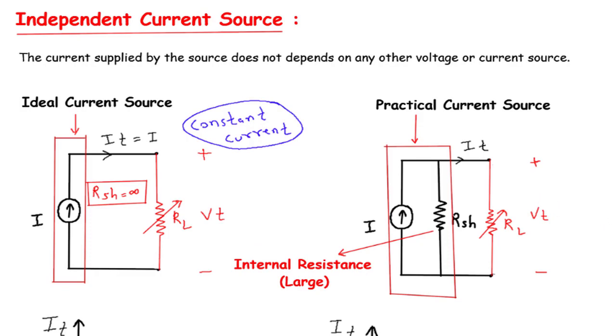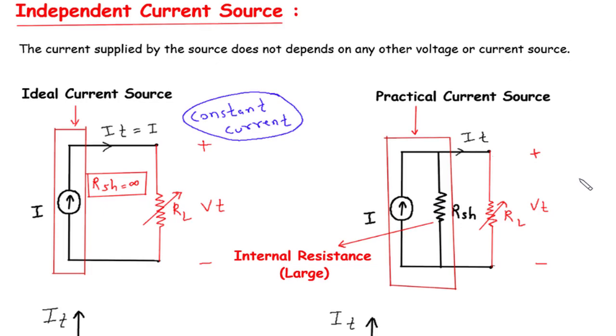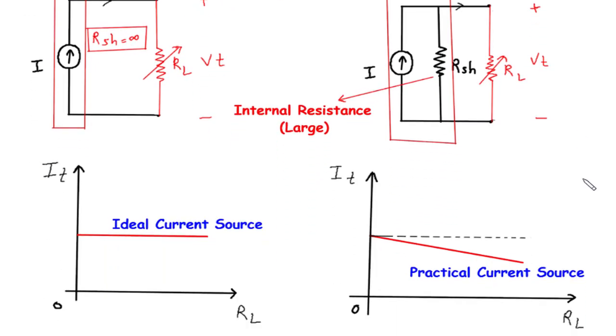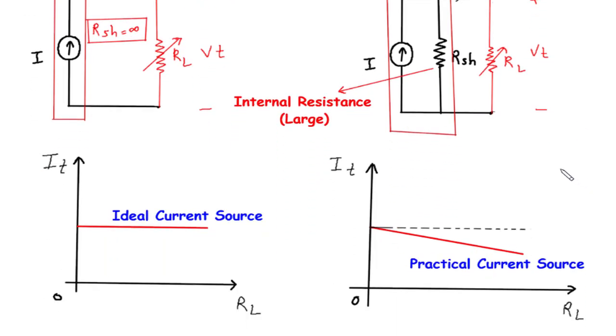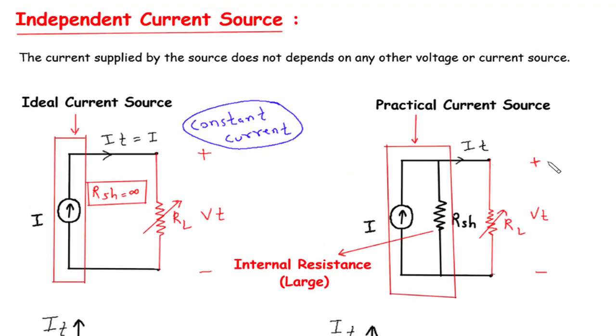and efficient operation. To summarize, while an ideal current source delivers a constant output current irrespective of the load resistance, a practical current source exhibits variations in the output current due to its internal resistance. By comprehending these characteristics, engineers can effectively design and analyze circuits using independent current sources, guaranteeing reliable and efficient operation across a wide range of applications.